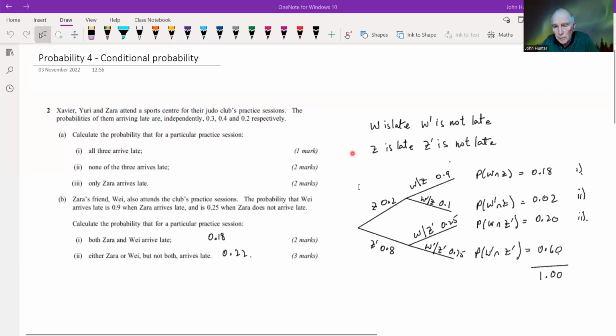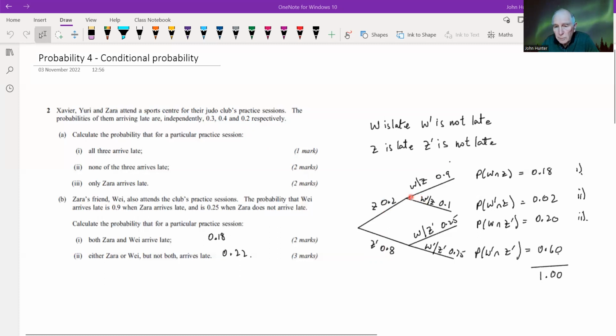So let's look at the probability tree for this. From this first node, we've got these two probabilities: Zara being late, which is given to us in the first part of the question, and Zara not late, 0.8. These two add up to 1. The probabilities of all the events from a node will add up to 1.